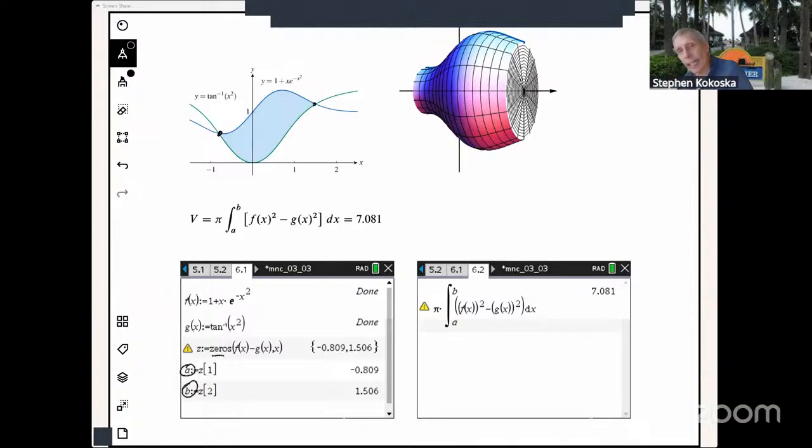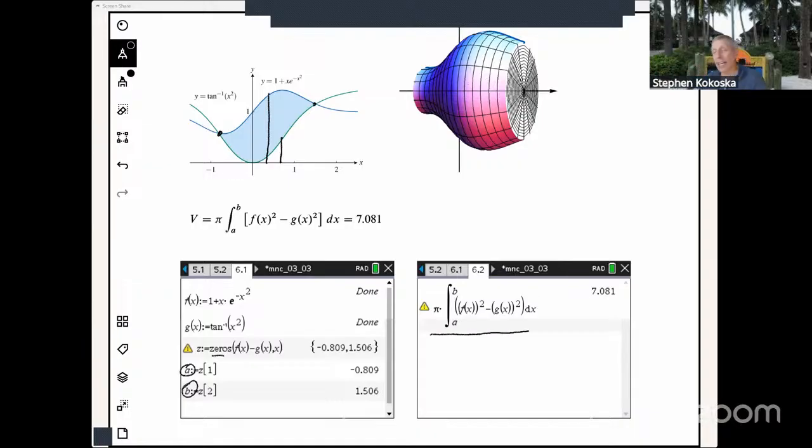So let's see, I guess this is technically a washer method because the axis of revolution is not really a bounding curve. So perhaps I should have drawn in here, this is an outer radius and this is an inner radius, but the outer radius is just f of x. The inner radius is just g of x. And so this definite integral is just pi times f of x squared minus g of x squared.